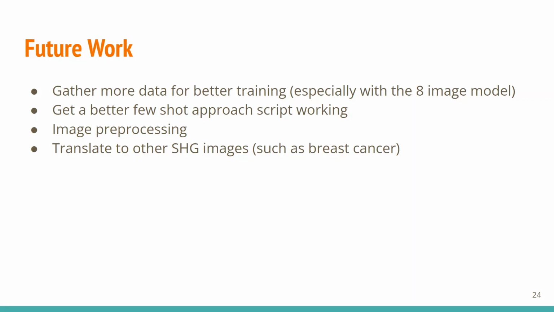Some image pre-processing would be beneficial as well. These images weren't all captured on the same day, so there are some slight variations from day to day from laser fluctuations, and some were taken a little brighter, some a little darker. So maybe some image pre-processing to mitigate those differences, so that it looks strictly at the collagen structure, not the other stuff that is in the image as well. And then this could potentially be translated to other SHG images.